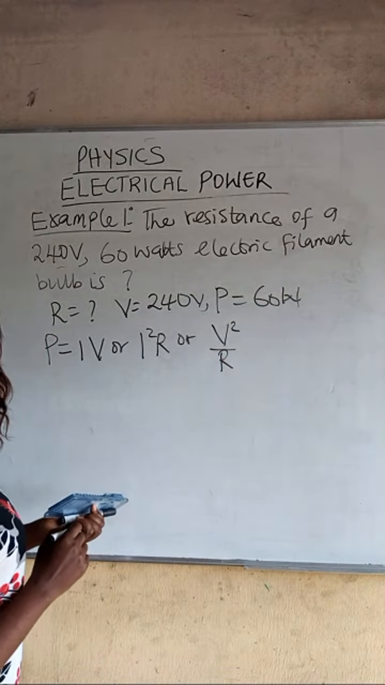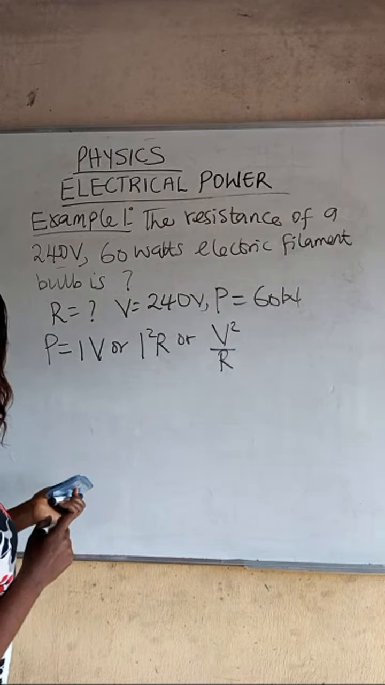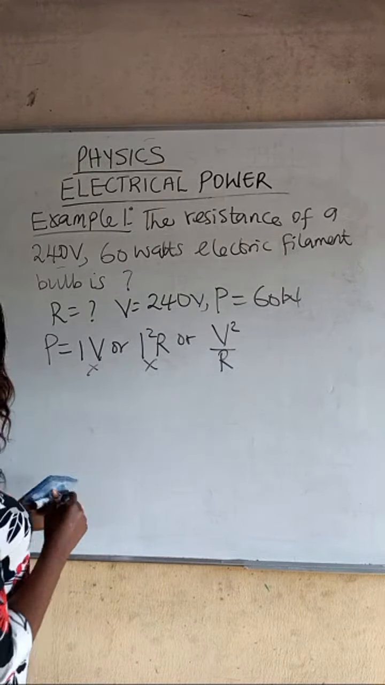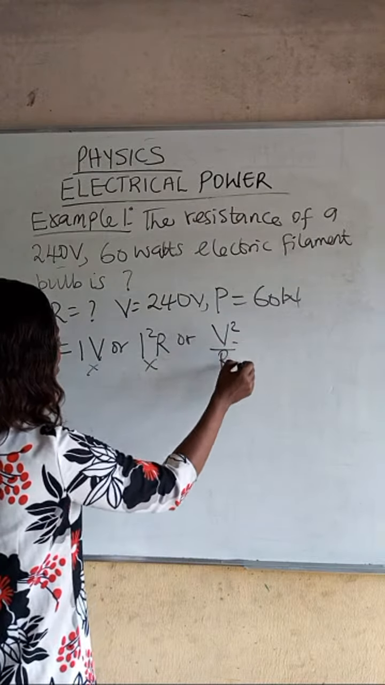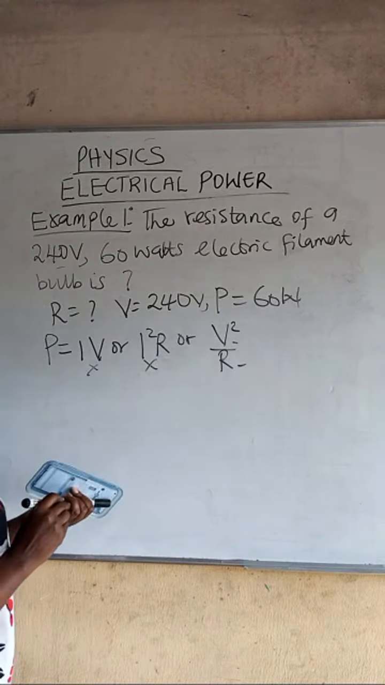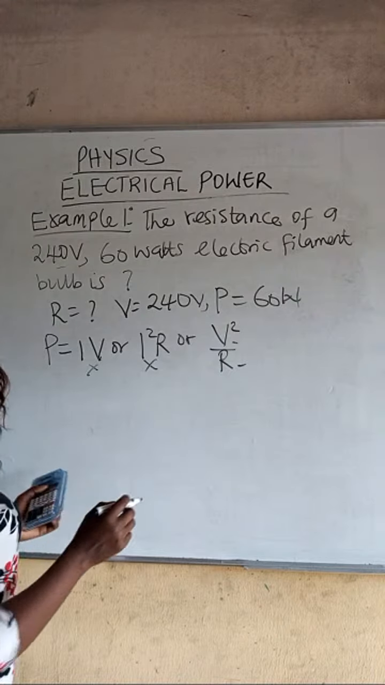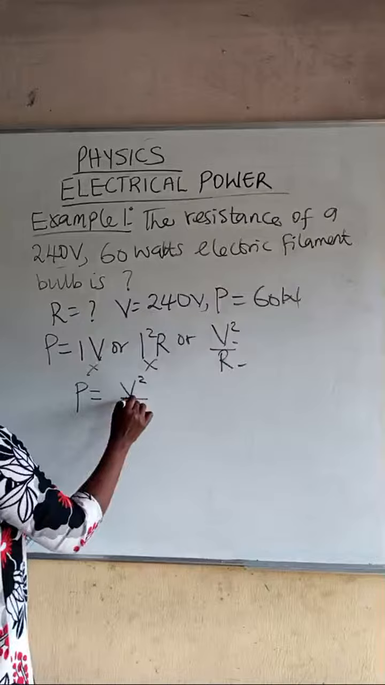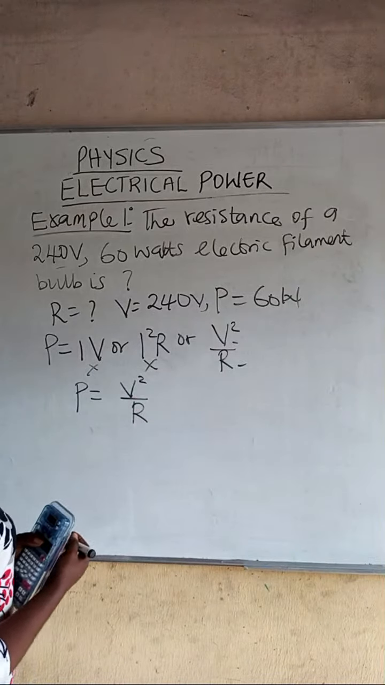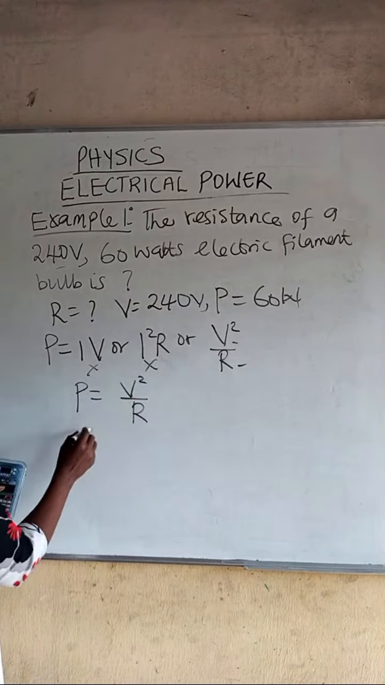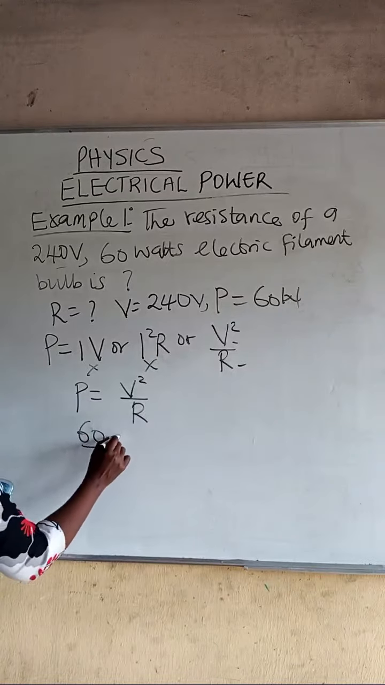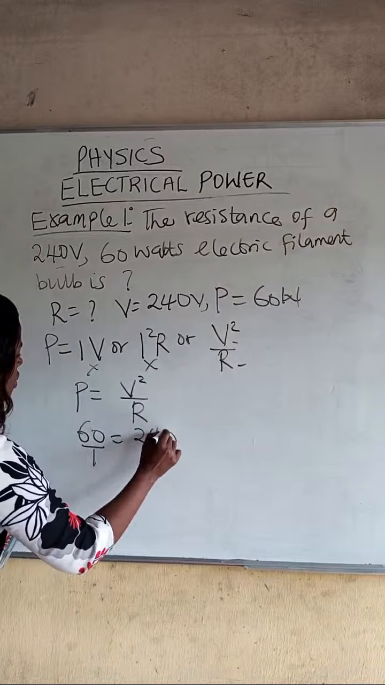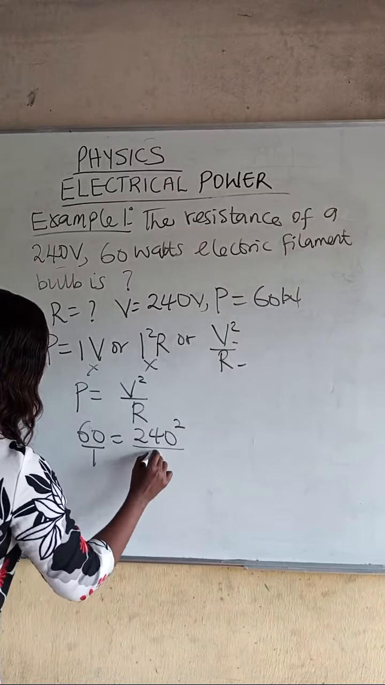Now, we don't have current in the question, so these two cannot go. We have potential difference and we're looking for resistance, so I'm going to use V squared over R. So P is equal to V squared over R. My power is 60 over 1 is equal to my potential difference, 240 squared, over R.